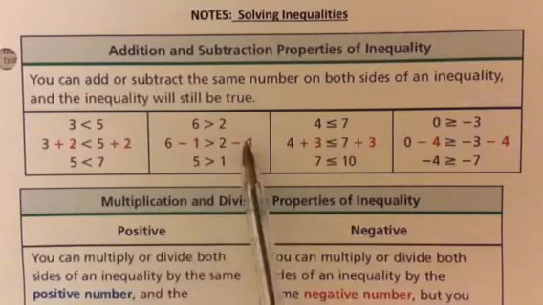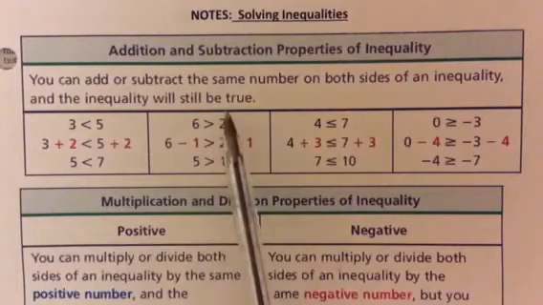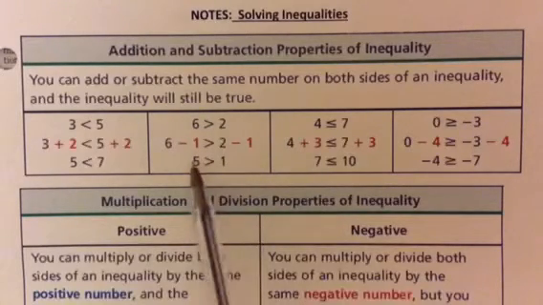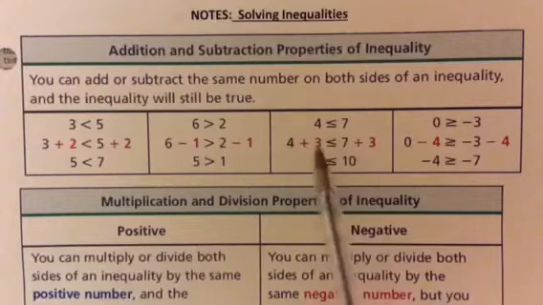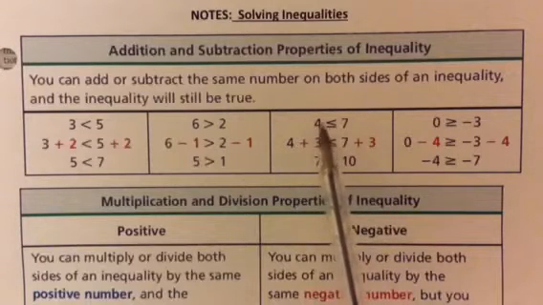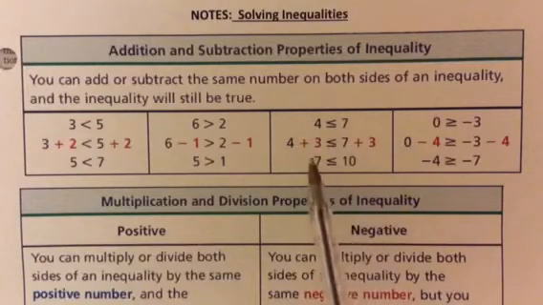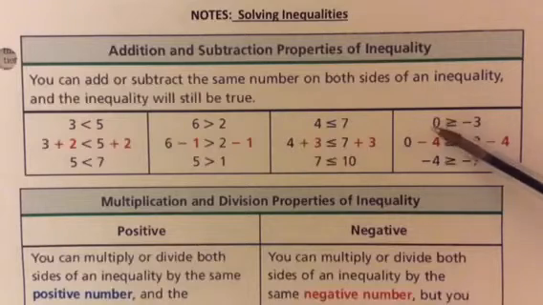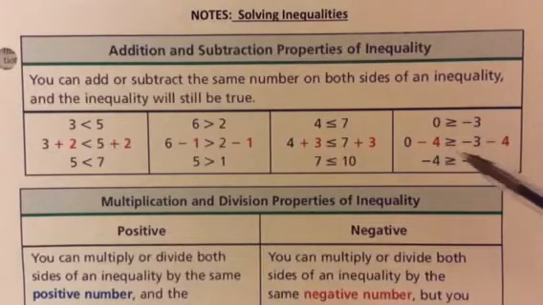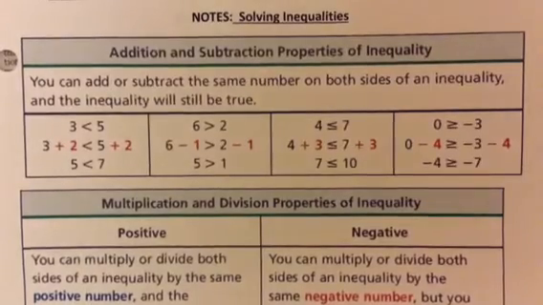Same thing with 6 is greater than 2. If I subtracted 1 from both sides, I'd have 5 is greater than 1, and that is true. If I add 3 to both sides of 4 is less than or equal to 7, I end up with 7 is less than or equal to 10. That's true. And if I do greater than or equal to, here 0 is greater than or equal to negative 3, and I subtract 4 from both sides, I'll have negative 4 is greater than or equal to negative 7, which is a true statement because negative 4 is further to the right on the number line than negative 7.